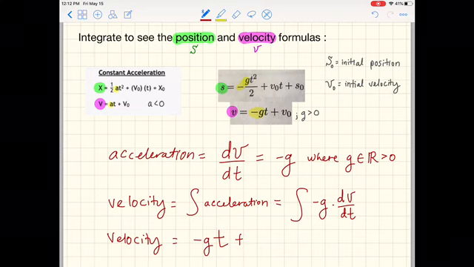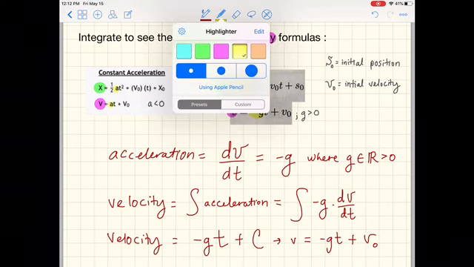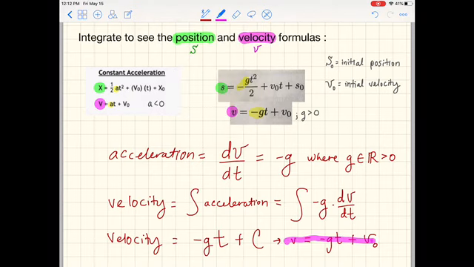Now, that constant we can say is c, or we could basically come up with the formula you see in front of you. Velocity is negative gt, and instead of c, we can say initial velocity. So that basically gets you your velocity formula that you would have used in physics class.